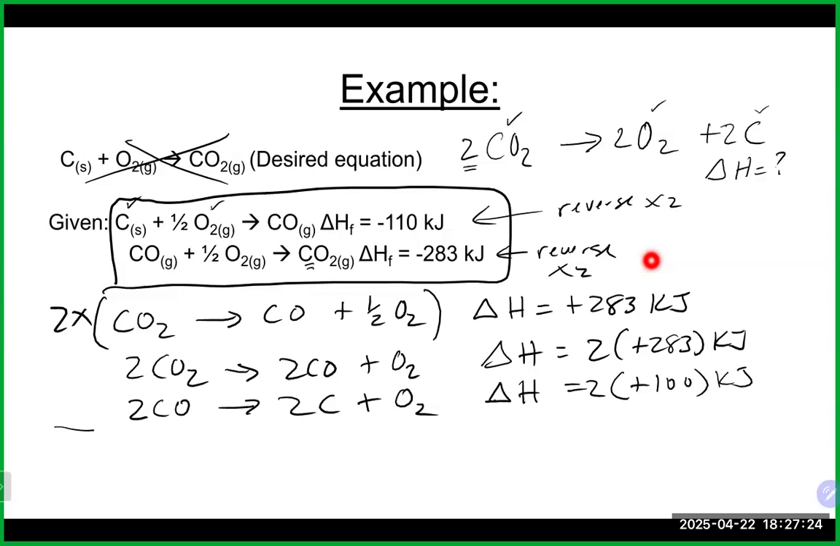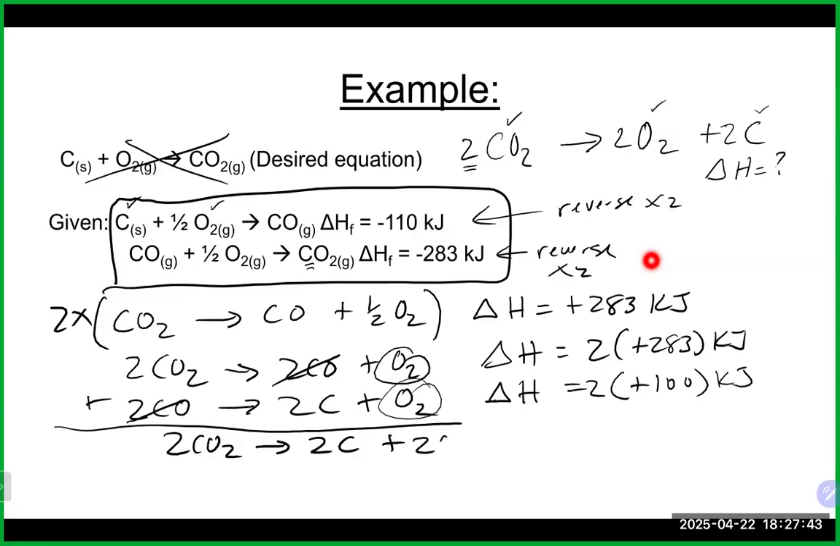If I did this correctly, I should end up with the equation I'm looking for, which means that the 2 COs should cancel out. And that's going to leave me 2 CO2 on the left goes to 2 C plus 2 O2. Hey, that's not bad, actually. Didn't screw that up too bad.